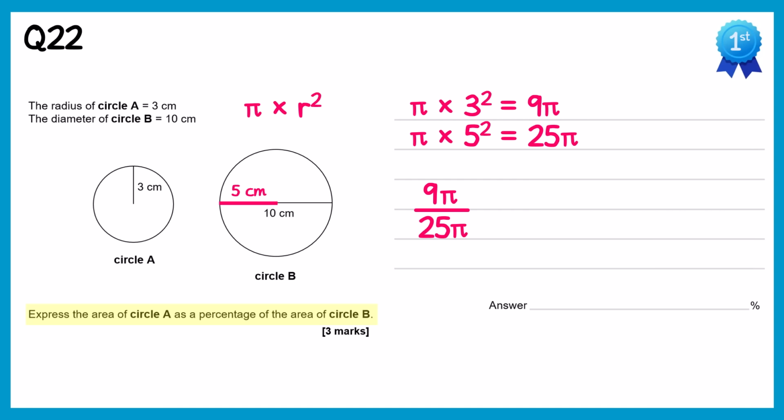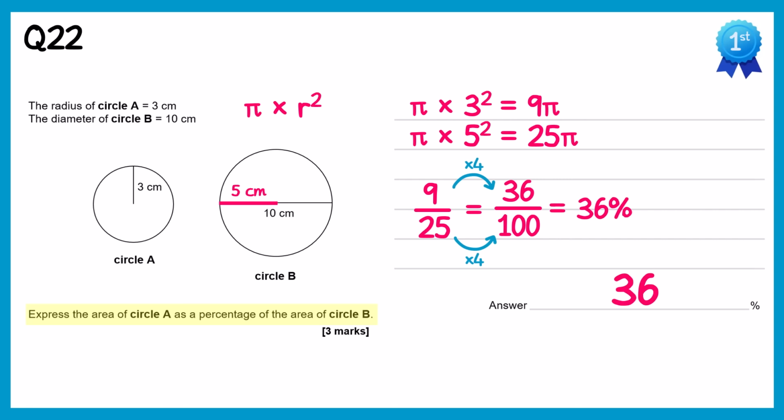Here the pi's will cancel, so it's just 9 over 25, and now we want to convert this to a percentage. I know that 25 goes into 100 4 times, so if I multiply it by 4, I get 100. If I then multiply the 9 on the top by 4, I get 36. So these two fractions are equivalent. 36 over 100 is just the same as 36%, so the answer must be 36%.